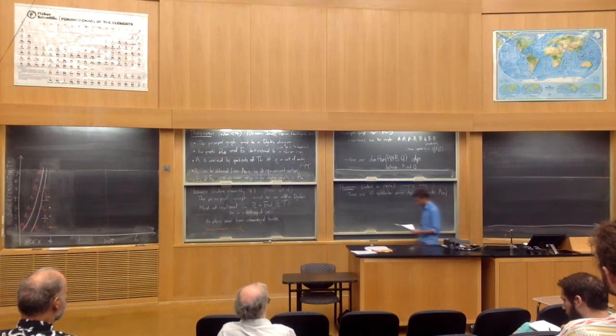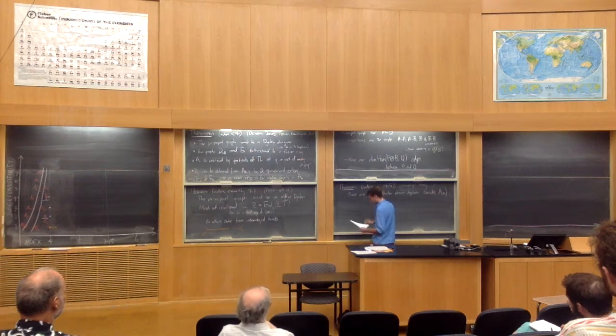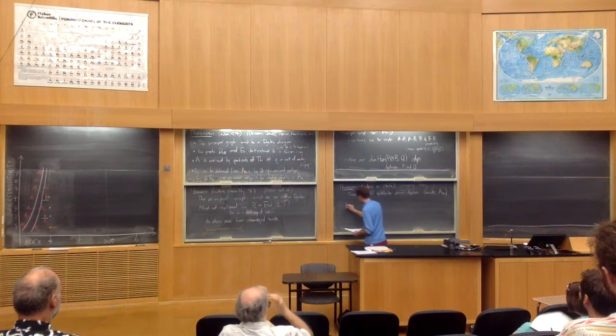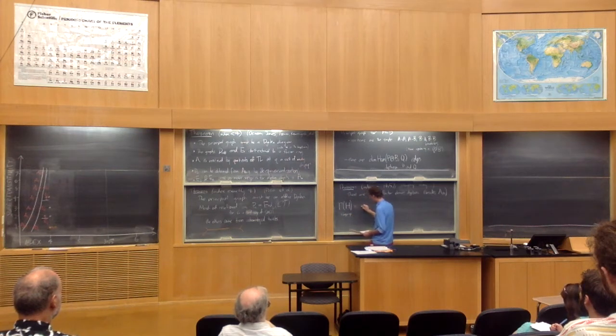10 subfactor planar algebras, essentially coming in 5 cases. I guess I should draw their graphs at some point. Okay, let me draw their graphs here. So there's the Haagerup, whose principal graph. I'm going to be a little bit lazy whenever I draw principal graphs.